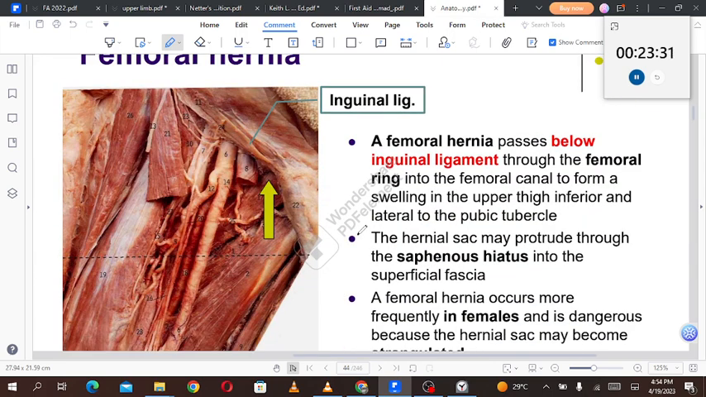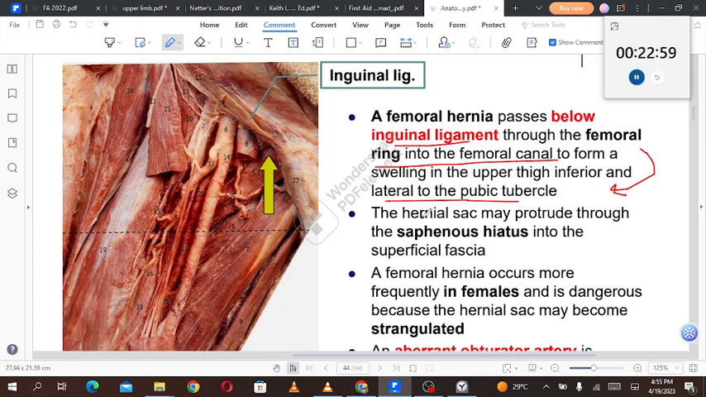Then moving forward, we have femoral hernia. What is meant by femoral hernia? It is not the most common hernia overall; the most common type is the indirect inguinal hernia, but femoral hernia is more common among females. The femoral hernia passes below the inguinal ligament through the femoral ring into the femoral canal to form a swelling in the upper thigh, inferior and lateral to the pubic tubercle.